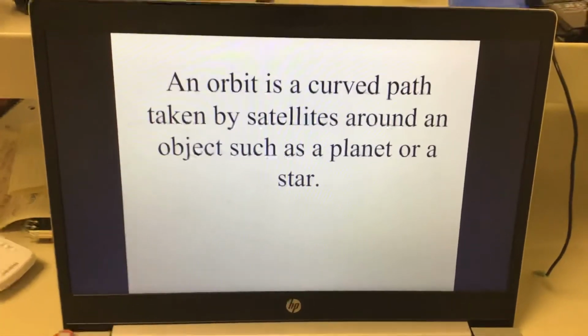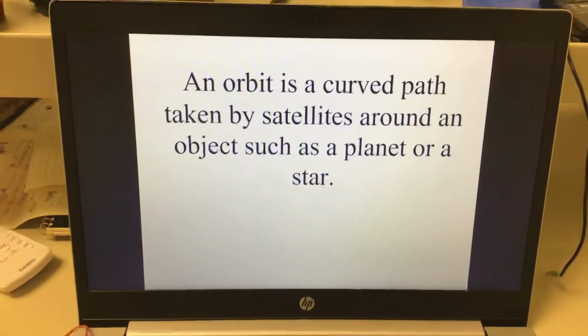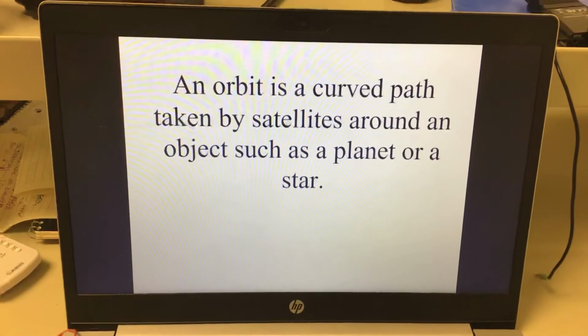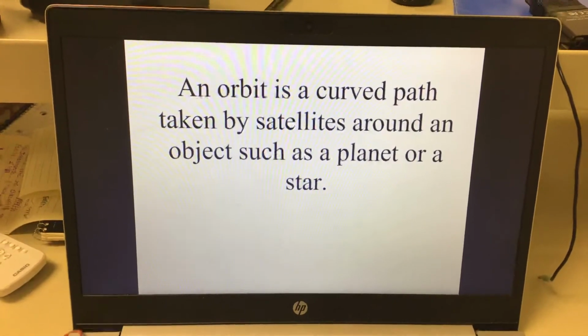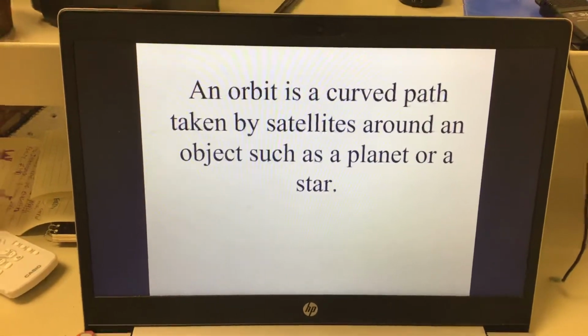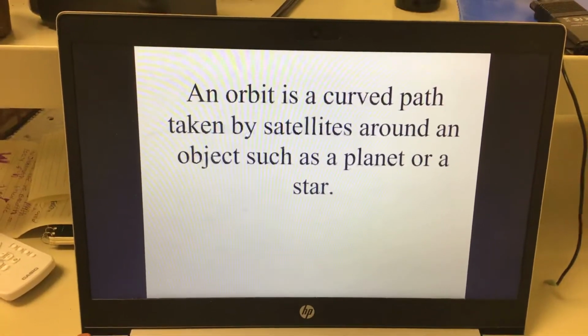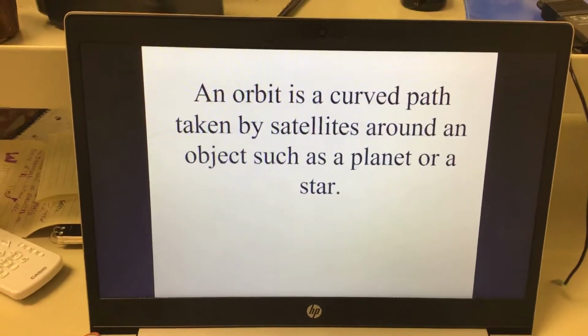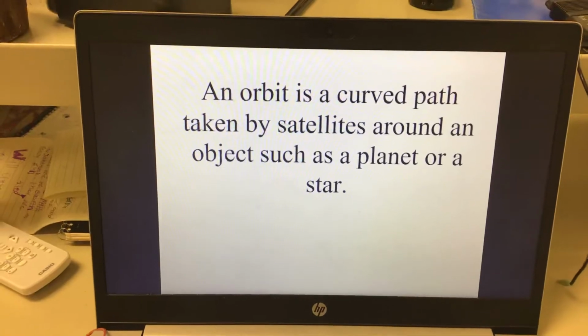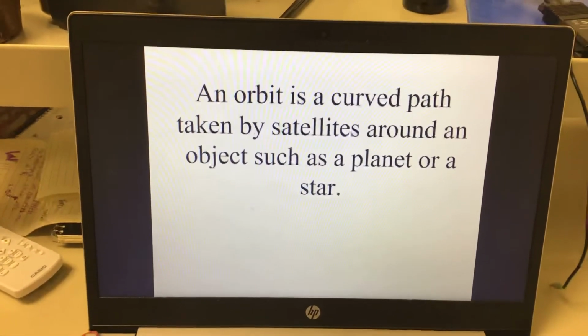I would probably write this down and I would underline orbit. An orbit is a curved path taken by satellites around an object such as a planet or a star. So if you orbit something, you take a path, usually kind of circular, oval, around a planet or a star. Our sun is a star.